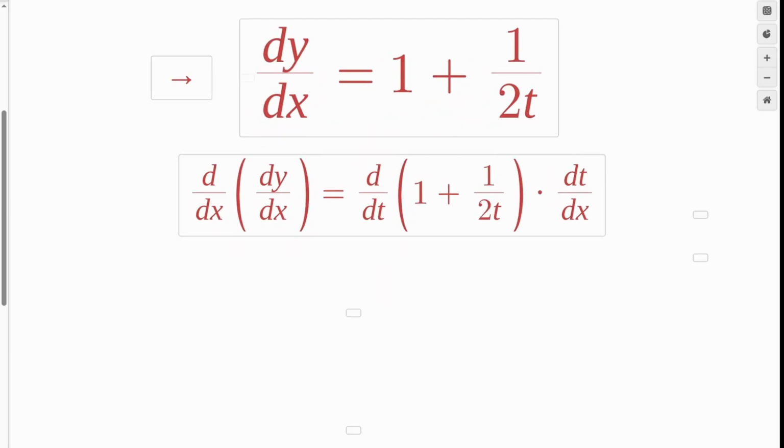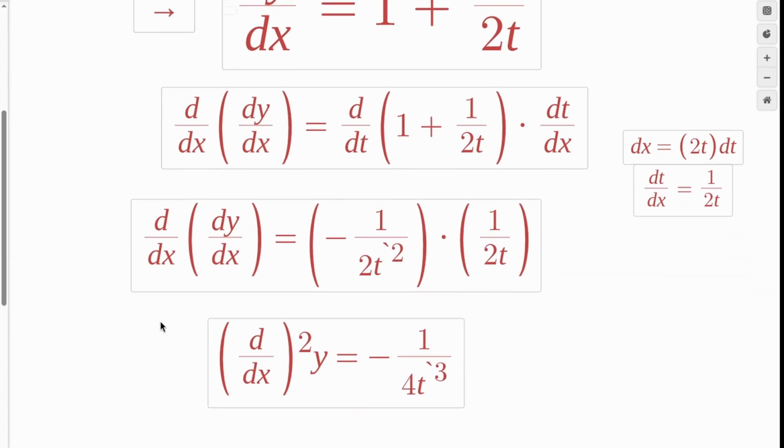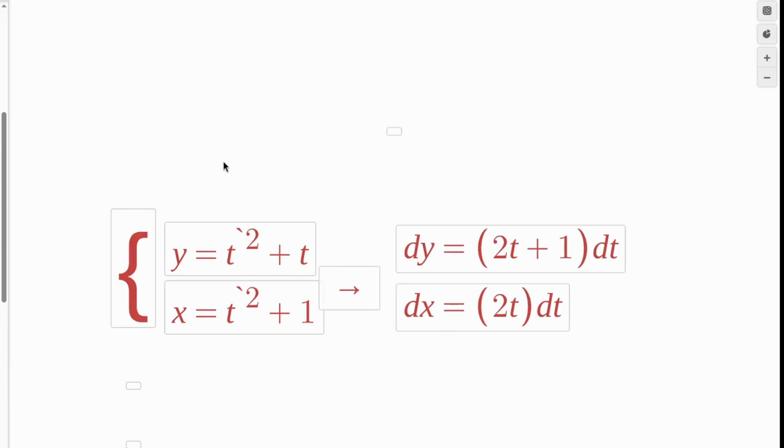So, you could take the derivative of that. Remember the chain rule, so you take it with respect to t and then do dt over dx. Then do some math, and you get the second derivative is negative 1 over 4t cubed. You can double check this yourself. It's correct.